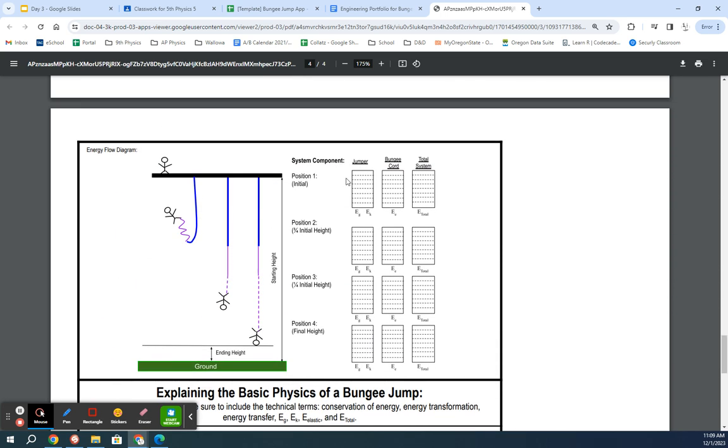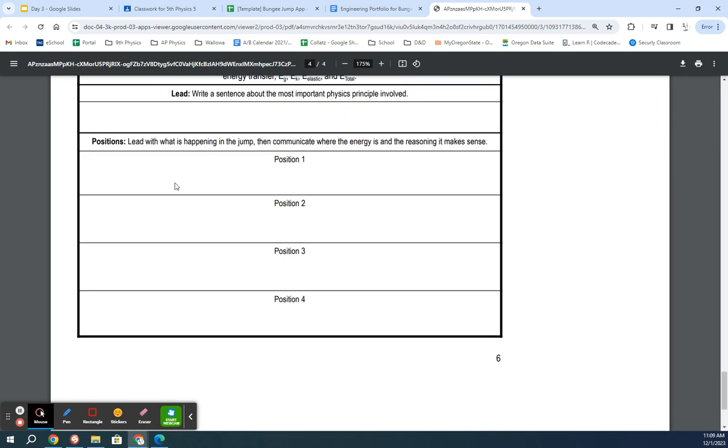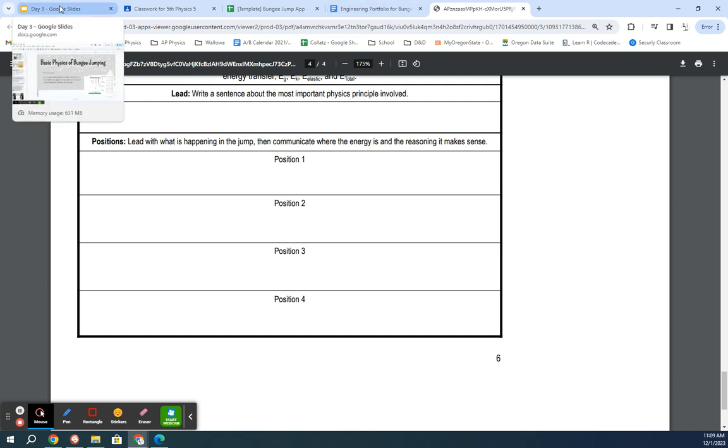Again, you can look back at your pictures to help you figure some of this stuff out. But we just want kind of an overall what's happening in the jump and where the energy is. All right, so again, pause the video there so that you guys have some time to do that, and then we'll continue on with the rest.